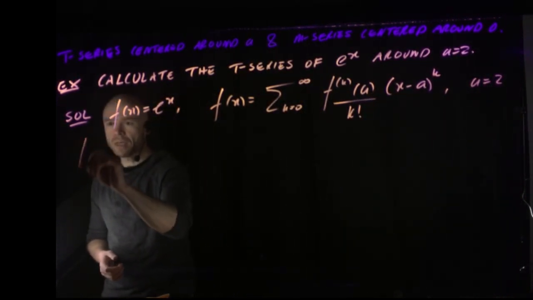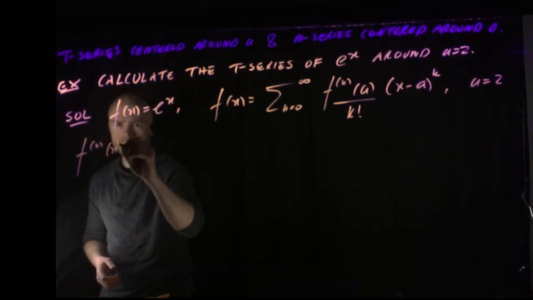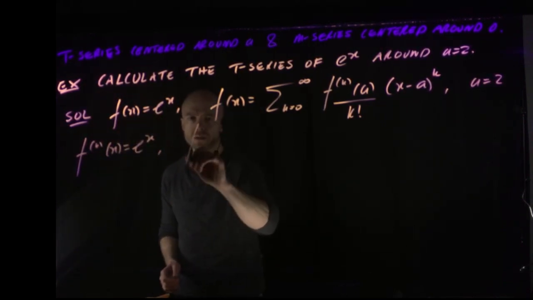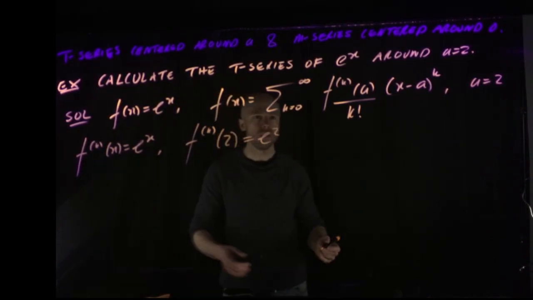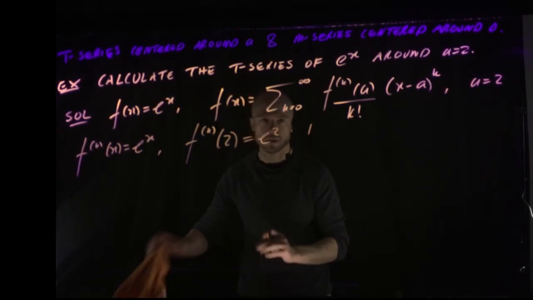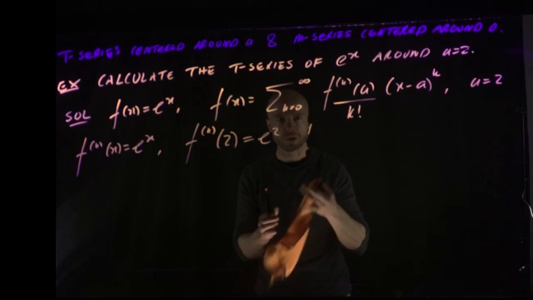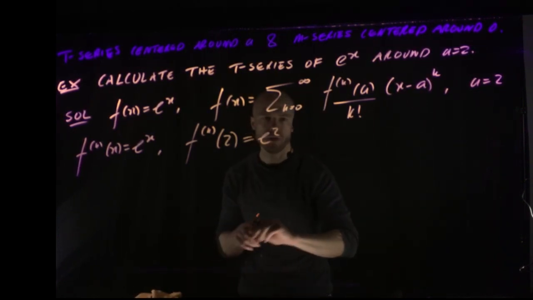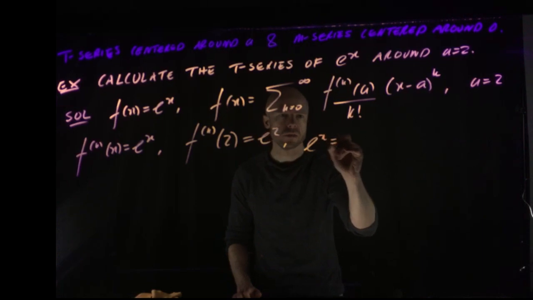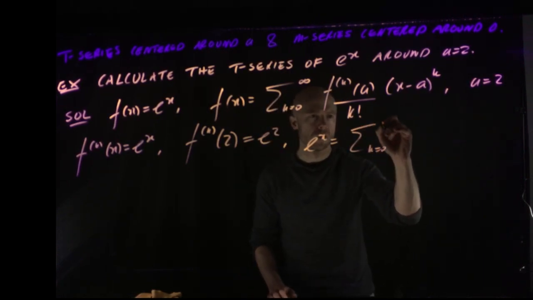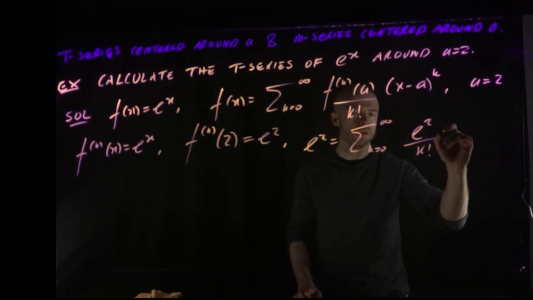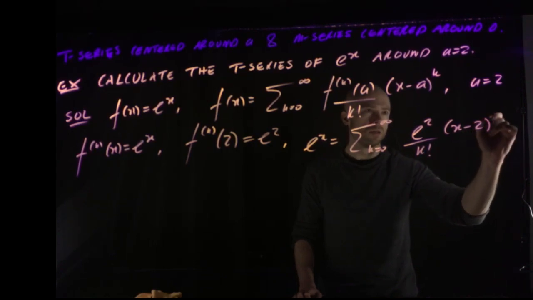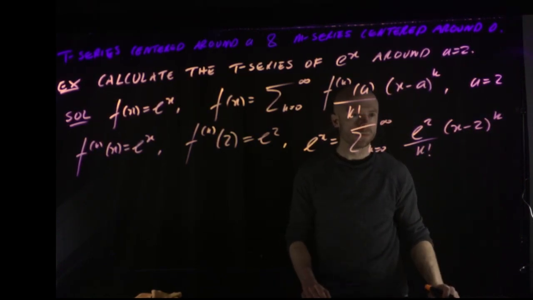So the derivative, any order of derivative of e to the x, of course, is just e to the x. So the kth order derivative at 2 is e to the 2, and that's it. That's all the work we have to do, because now we just plug it directly into the formula. So e to the x is the sum from k equals 0 to infinity of e to the 2 over k factorial, times x minus 2 to the k. Pretty simple, no? Surprisingly simple form.